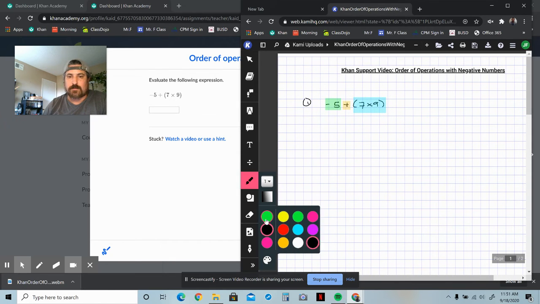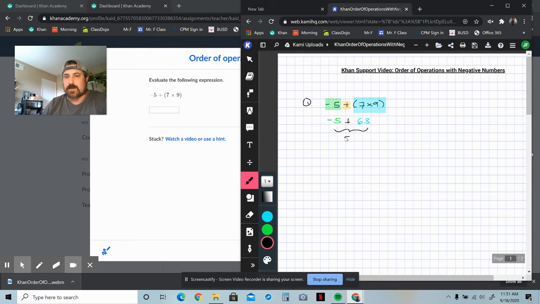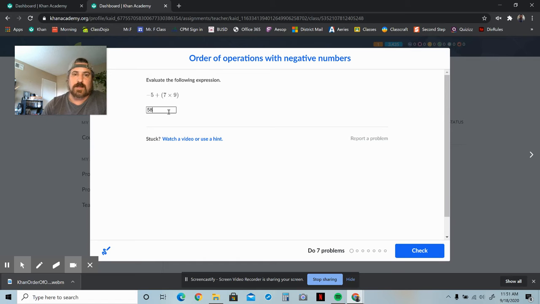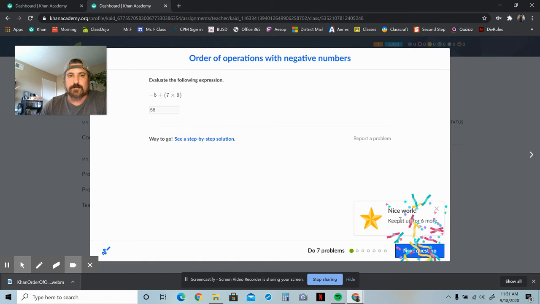Let's go through and figure out what the green value is worth. That's obviously worth negative 5. And we're going to add to that whatever the blue value is, and that's just one operation, 7 times 9, which is 63. So ultimately, you're looking at just negative 5 plus 63. So who's going to win? The positive. By how much? 63 take away 5 is going to be 58. So the correct answer there is just 58. You put 58 and you hit enter, and you're good to go.